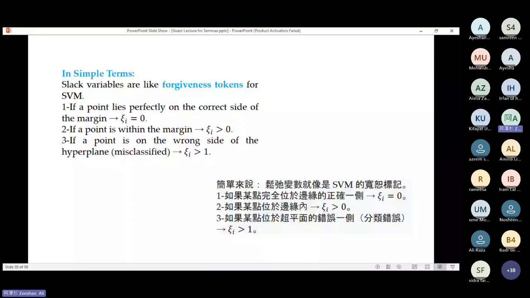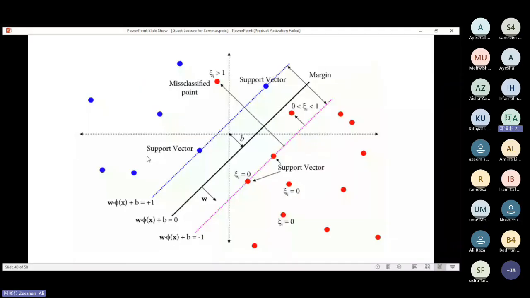So we have three different types of conditions. If psi equals 0, it means that the point lies perfectly. If psi is greater than 0, it means that the point lies within the margin. And if psi is greater than 1, it means that we have misclassified some points. For example, if the points are classified accurately, the psi will be 0. But if the points are inside the margin, it will lie between 0 and 1, but not equal to 1 and not equal to 0.